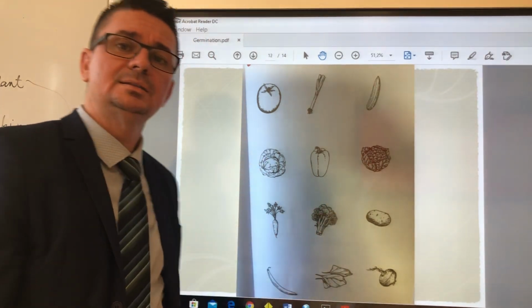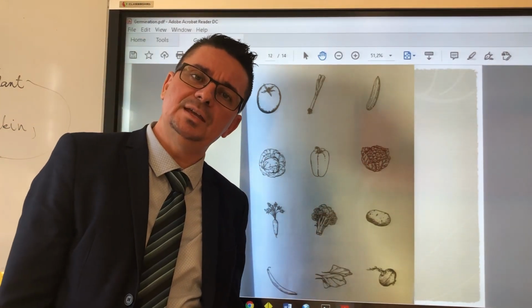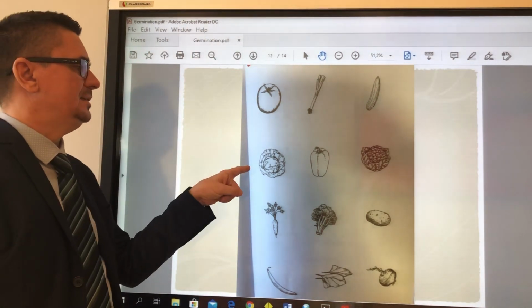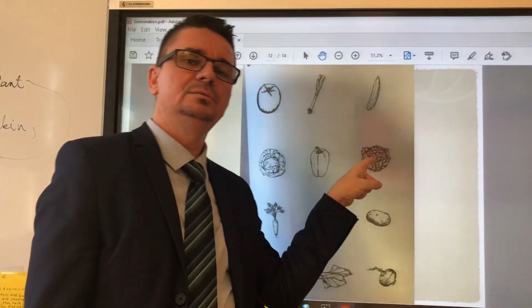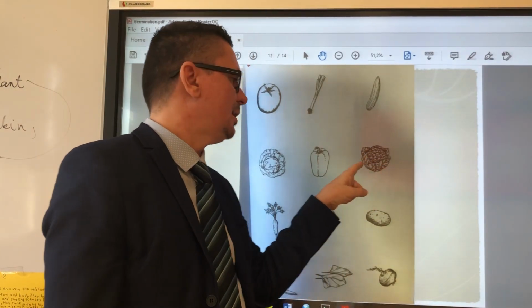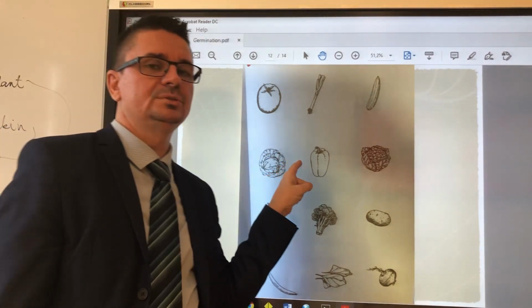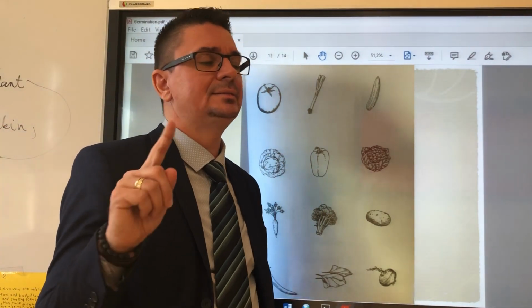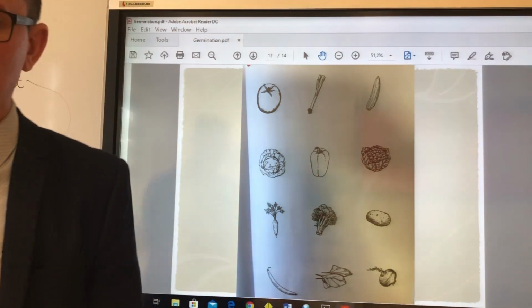Cabbage. Is this a fruit? Do we eat the fruit of this plant? No, we eat the leaves. And the cauliflower, do you eat the fruit? No, you eat the flowers. But you eat the fruit of the pepper. Don't forget, please, that the word fruit means termés here.